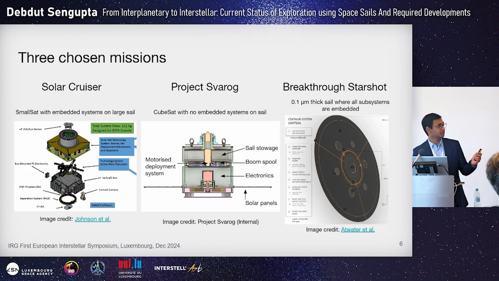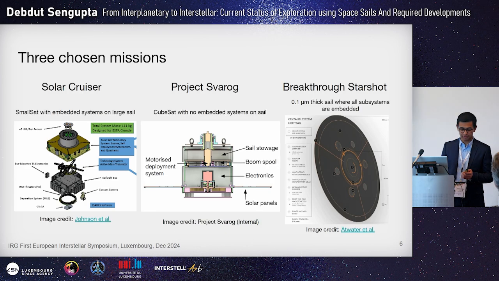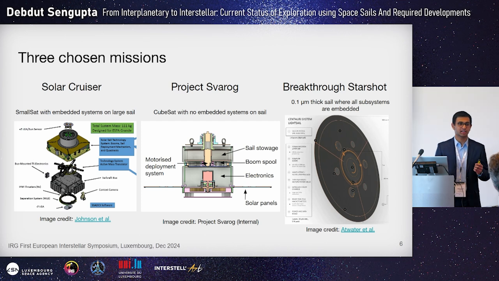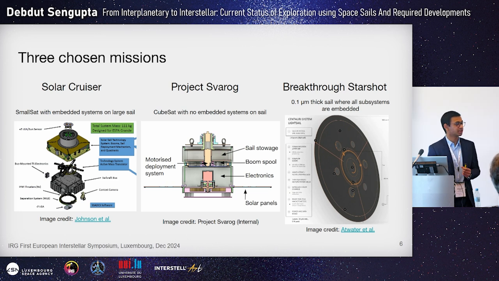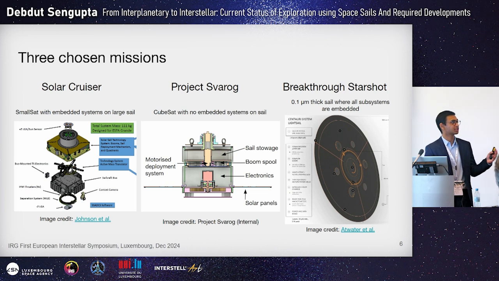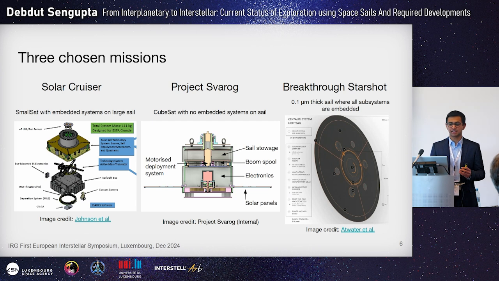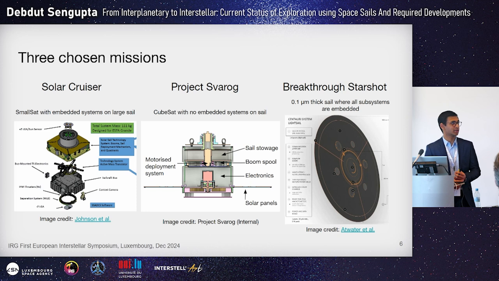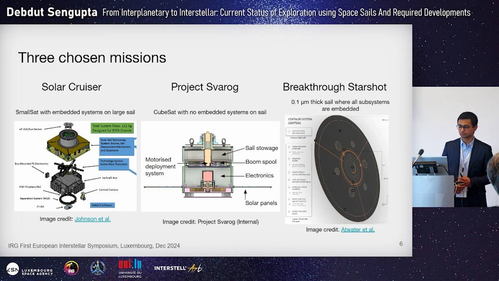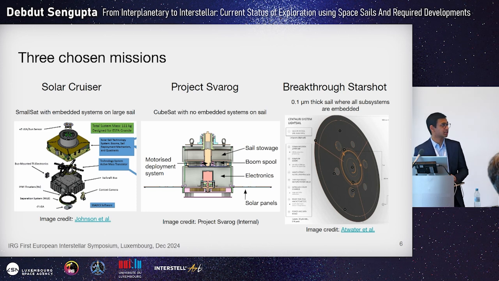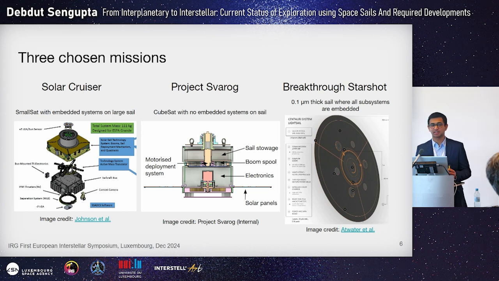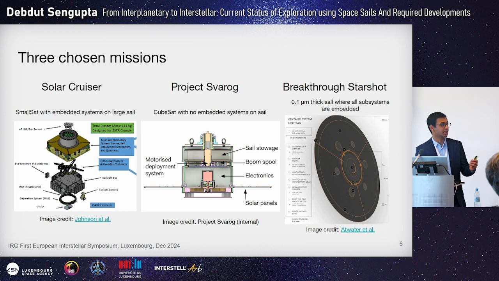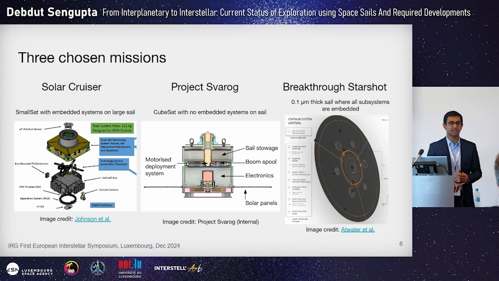So a bit more about the system design for each of these 3 missions. Solar Cruiser basically has a very standard small satellite type mission design with many CubeSat or COTS type components. And the sail itself also has a lot of embedded systems, so we have the photovoltaic cells as well as the reflectivity control devices. For Project Svarog, we have a similar design, but now it's in CubeSat form, and the sail does not have any embedded components. And finally, for Breakthrough Starshot, all the components are embedded onto the sail, and it's a laser sail. It's very thin, very lightweight.